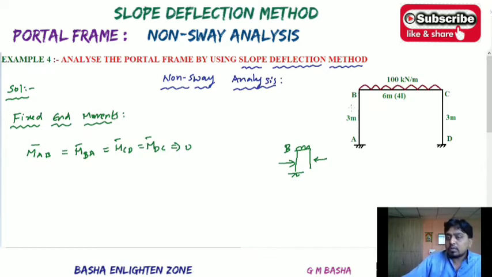Therefore the fixed moments for the AB and BA column will be equal to 0. Similarly, the fixed moments for the CD and DC column will be equal to 0. Then talking about the fixed moment for CD, which is M bar CD.